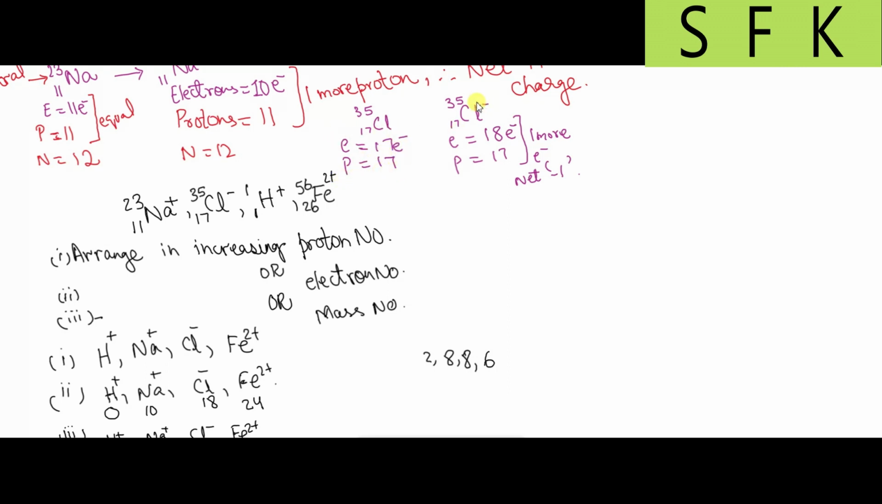Protons are 17. But in the negatively charged ion, the number of electrons is greater than the number of protons. That's why the overall charge is negative. Protons are 17, electrons are one greater, which means the electrons are 18, one greater than the electrons in the atomic form. So one more electron results in a net negative charge.